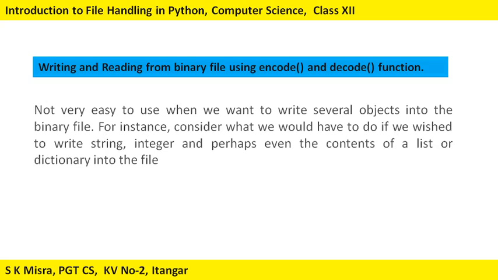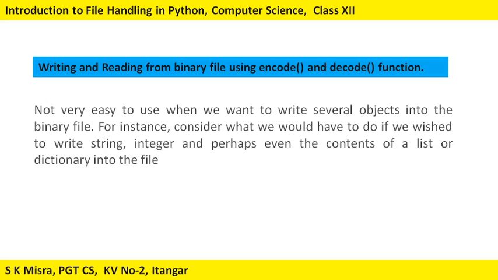But the problem with using encode and decode functions is that when you try to add a string, it is okay. When you try to read a string, it is also okay. But these encode and decode functions cannot handle several different types of objects. Suppose you want to write several objects into a binary file, for instance a string, at the same time an integer, perhaps a list. So I want to write 2, 3, or 4, 5 different kinds of objects into the binary file. In that case, encode and decode functions are not sufficient to write all these different varieties of objects.